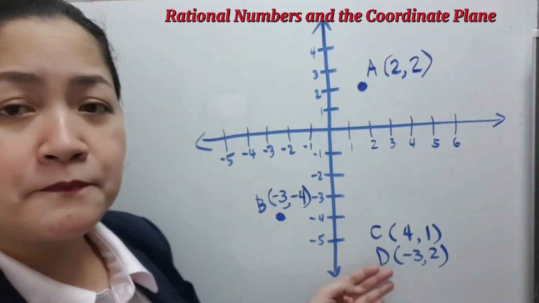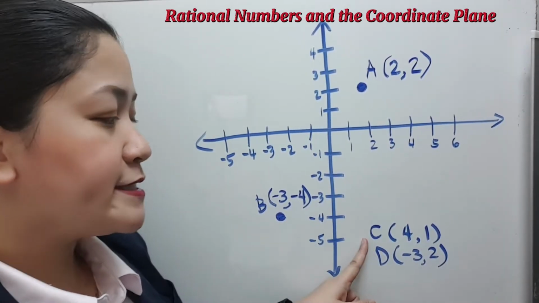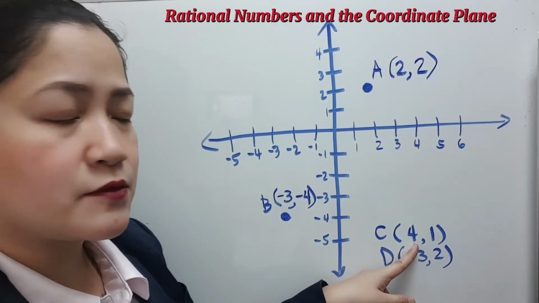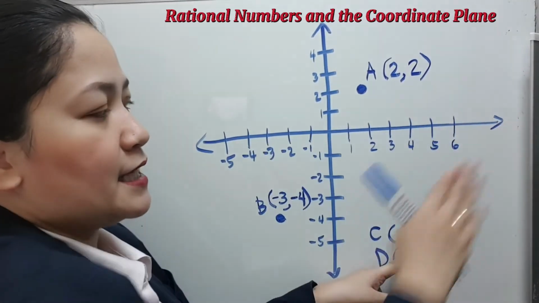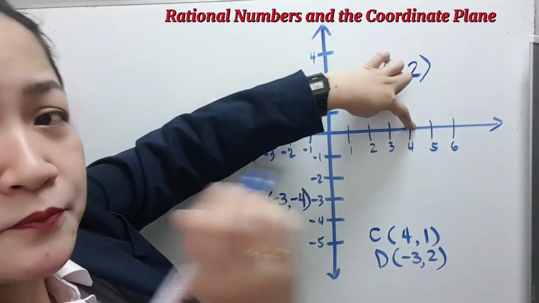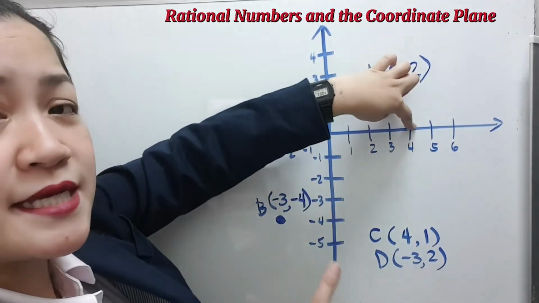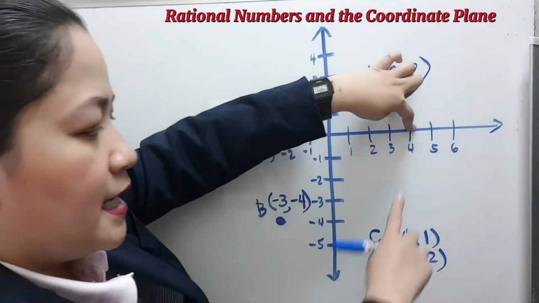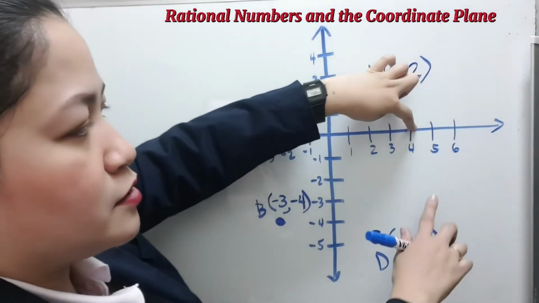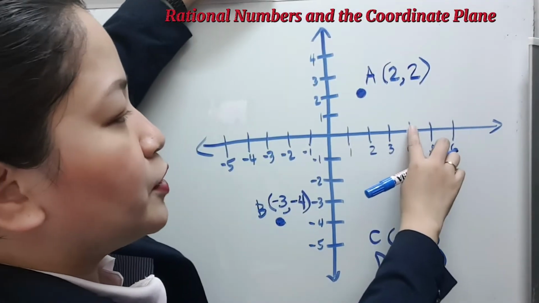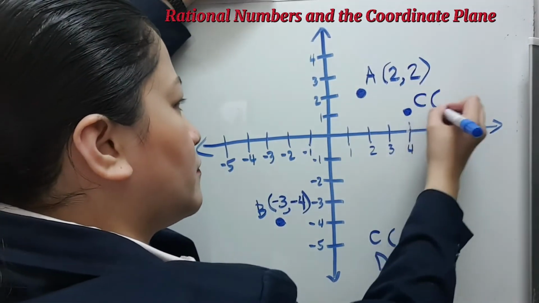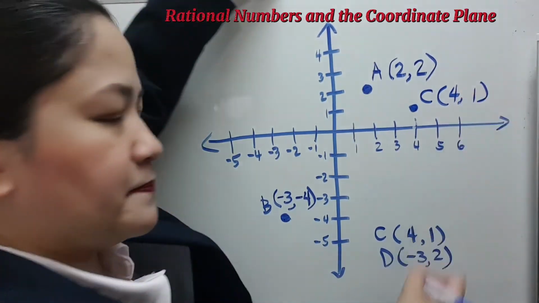Now let us plot points C and D. Point C is at point 4, 1. So again, the first coordinate is the x-coordinate. So look at the x-axis. So 4 is here. So just remember that. Do not put the point there yet because that is just the x-coordinate. And then the y-coordinate is 1. Since it is positive, that means you will go up. So from that point, go up once and that will be point C, which is 4, 1.